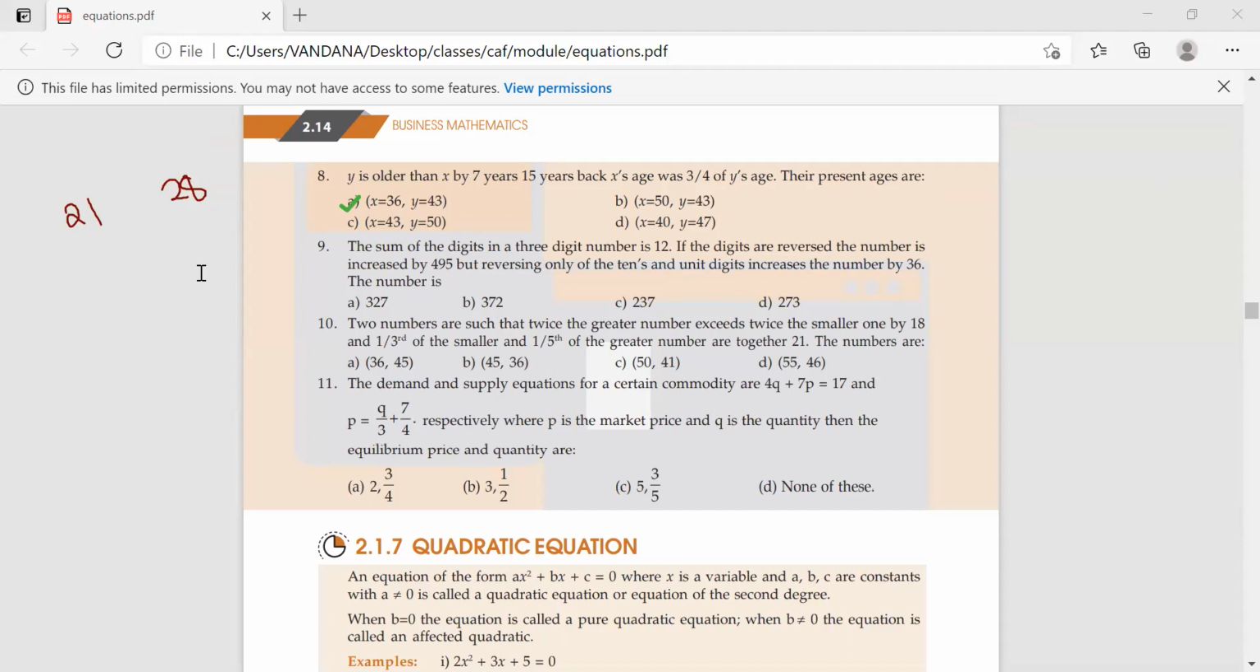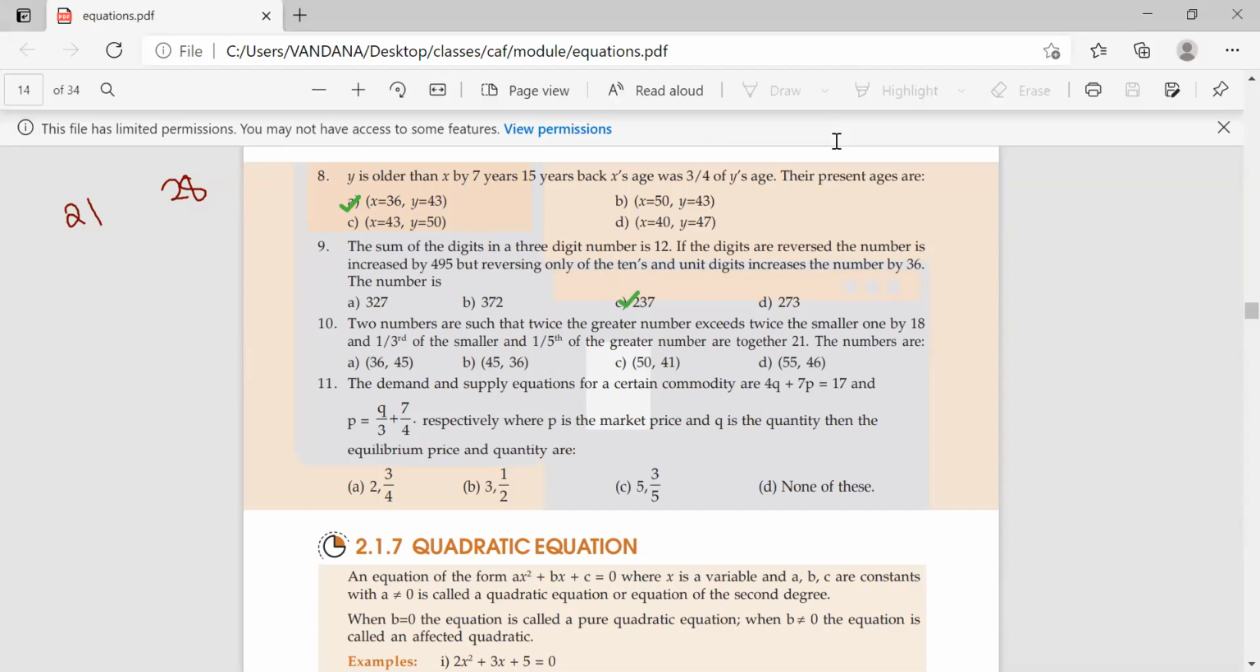मतलब अगर आपने सिर्फ tens और unit digit को reverse कर दिया तो आपका नंबर 36 से बढ़ जाएगा. सो 237 में मैंने अगर रिवर्स किया तो वो हो जाएगा 273. 273 minus 237, it is 36. So all conditions are satisfied and therefore your answer is C.